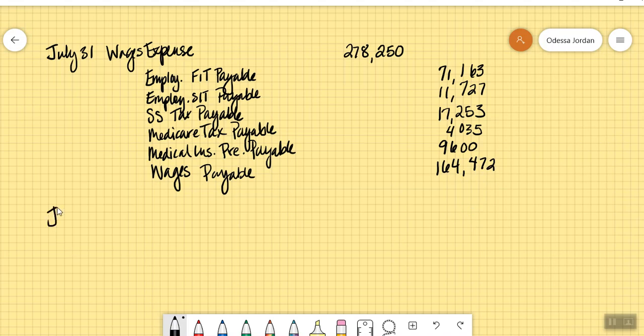The next journal entry records the payroll expenses. This is the expense to the company for hiring employees. And this is their responsibility towards the various agencies. Their responsibility, Social Security, Medicare, their responsibility for the insurance, their responsibility for unemployment taxes.